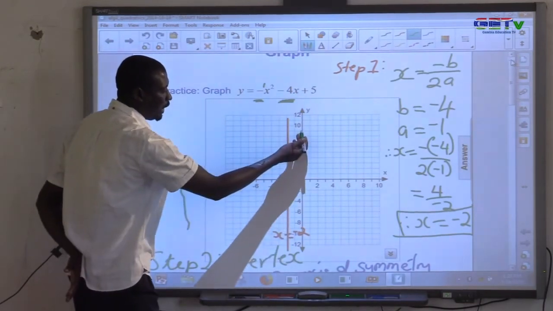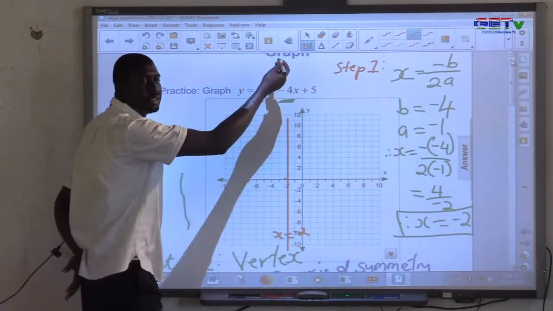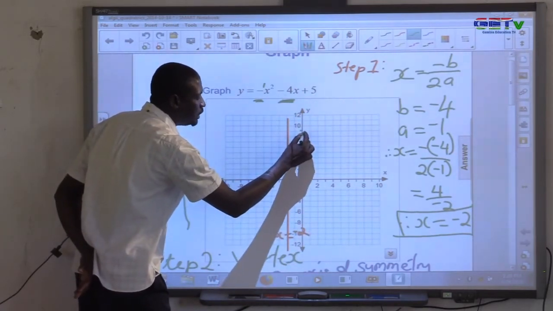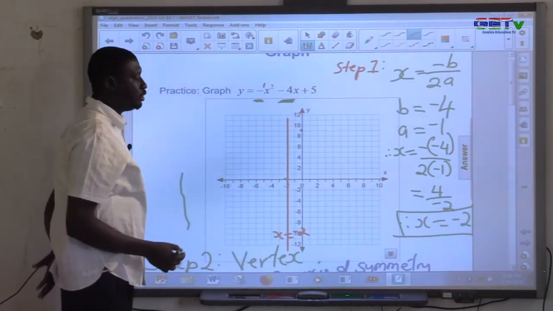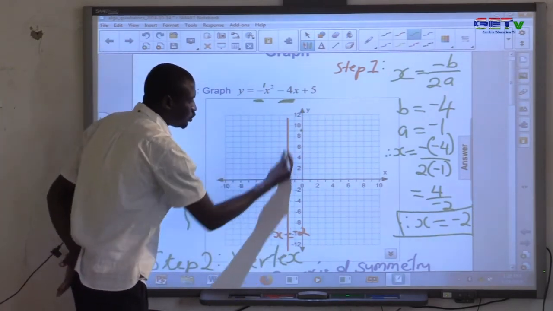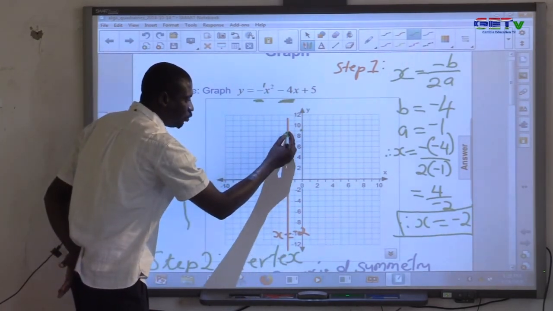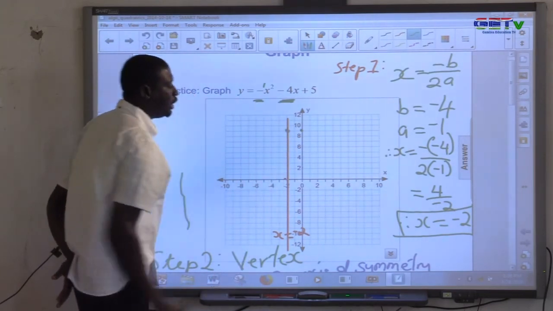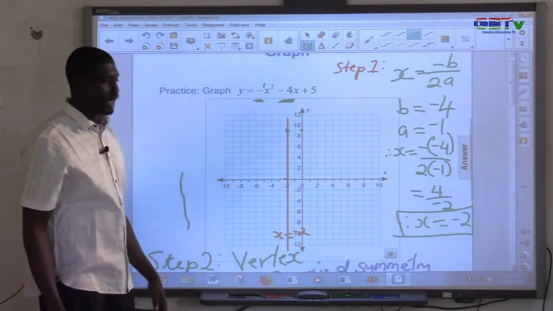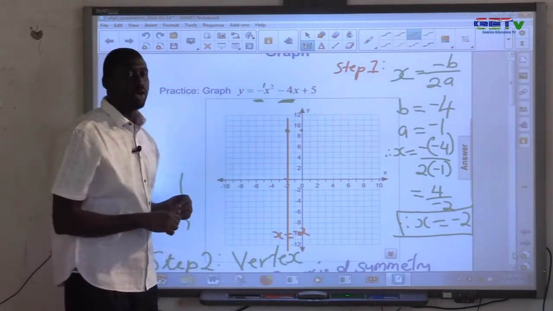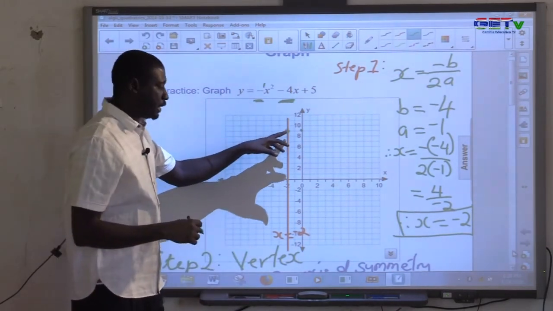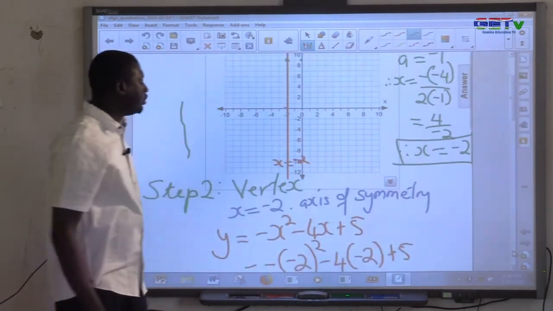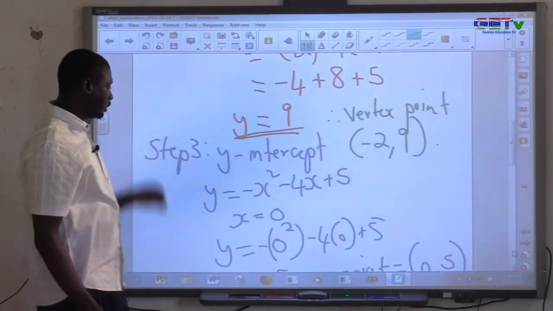-2 and 9. 9 on the y-axis will be somewhere here, between 8 and 10. This -2 and that 9, they'll meet at this point. This coordinate point will be -2 and 9. This will be our vertex, so we'll reflect at this point on both sides of the line of symmetry.